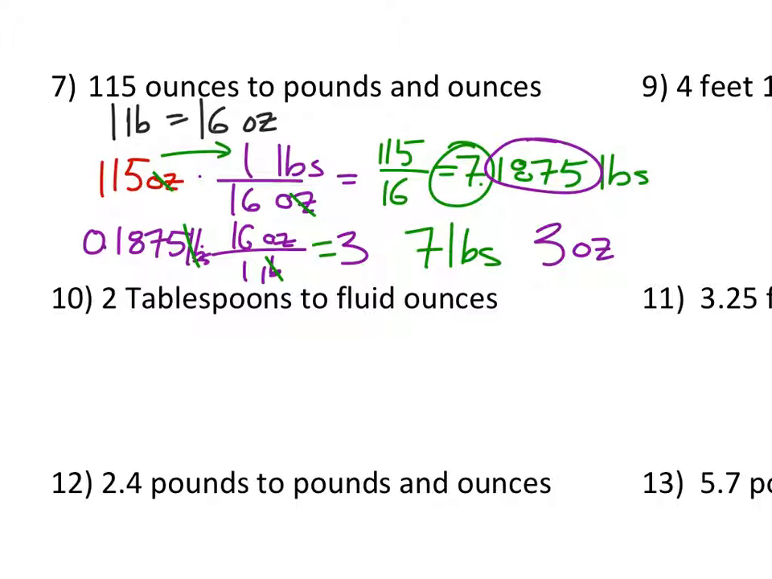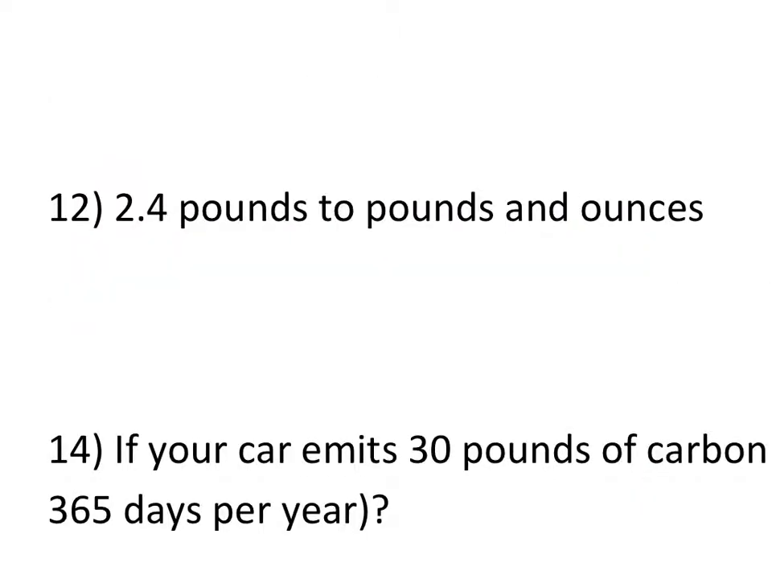So I would do 7 times the 16, which is 112. And then how many ounces did we have to start out with? Well, the 115, so I would just subtract that 112 out of that, which was the 7 pounds. And I would have found the 3 ounces. But we still need to just include that 7 pounds there with it. 7 pounds, 3 ounces.